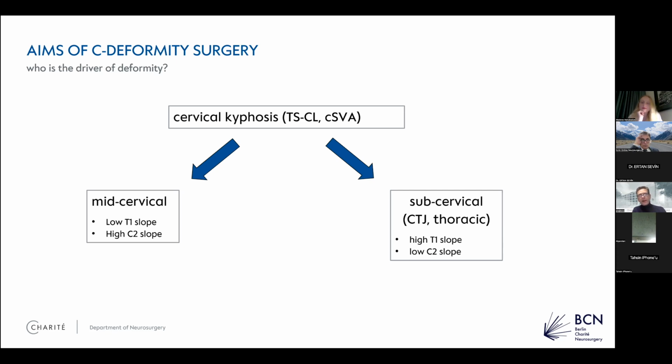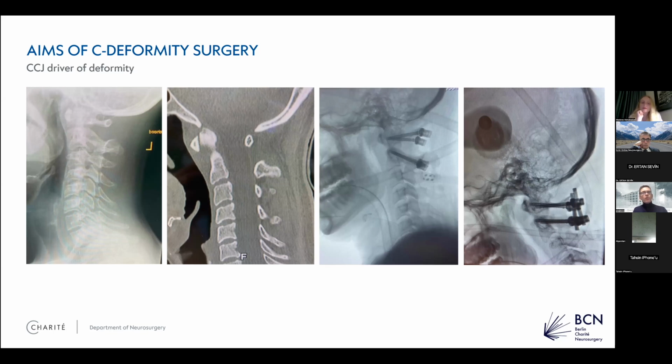You might also find other reasons for these combinations, but it's a very good way to start the assessment of your images. And obviously, you should do that in standing X-rays, ideally in whole spine standing X-rays or in EOS imaging.